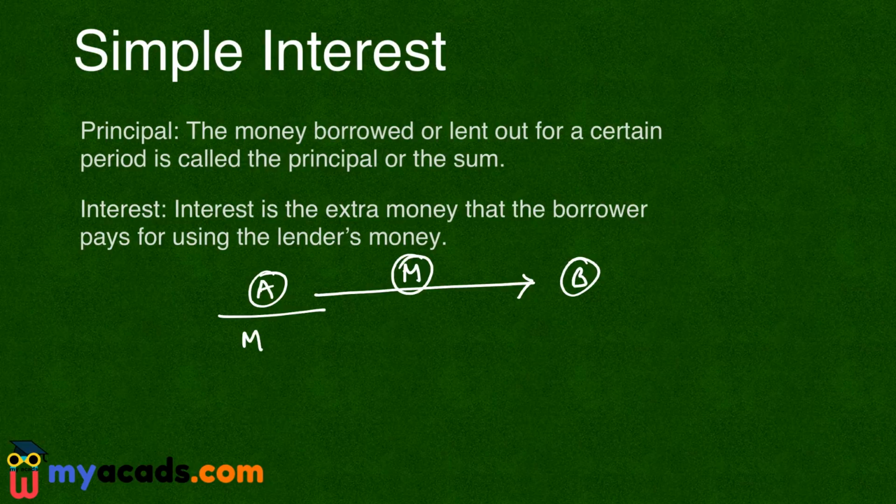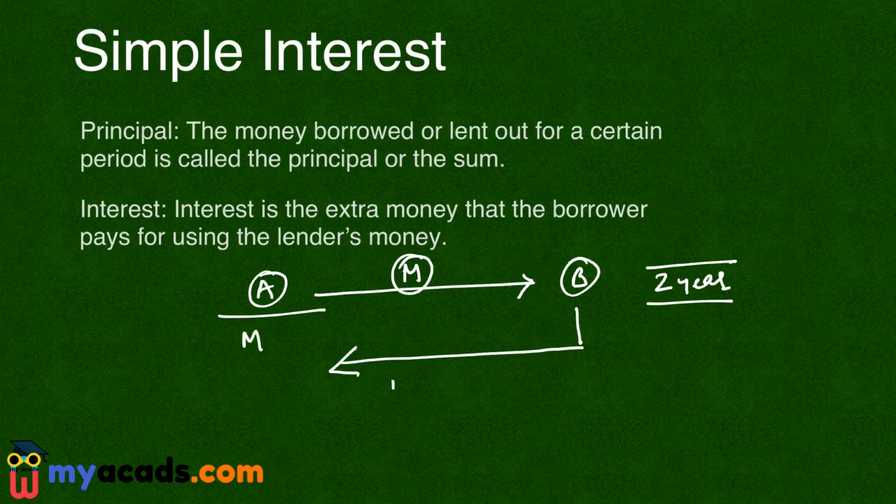Now B will borrow this money for some time. For example, that time may be 2 years. So B is using A's money for 2 years. Now after 2 years, B has to repay that amount back. So after 2 years, B will pay back A the amount of money M that it has borrowed. Also, B will pay some extra money. That extra money is known as interest.